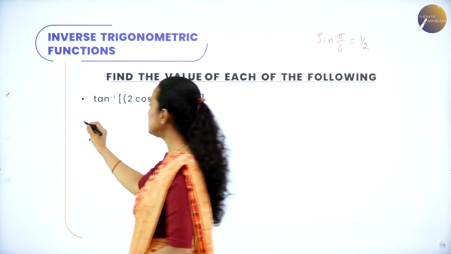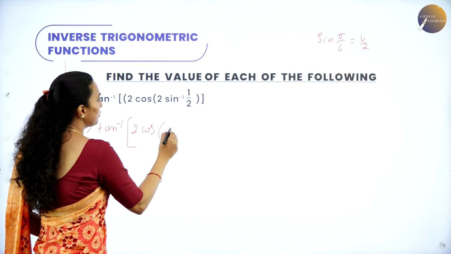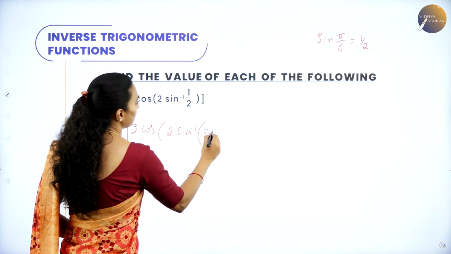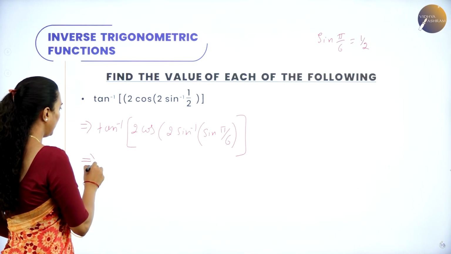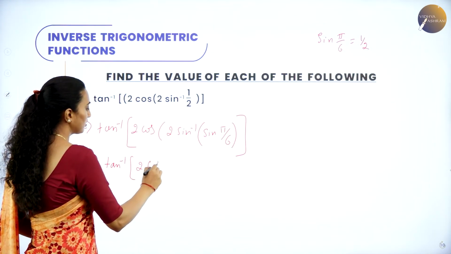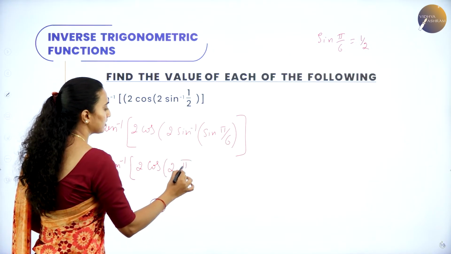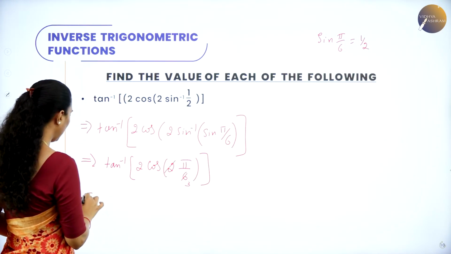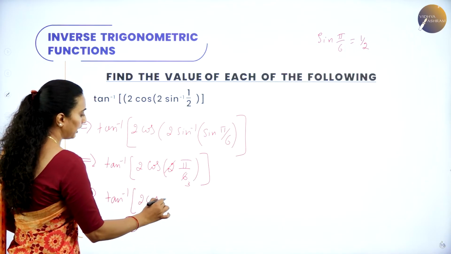Substituting here, what are you going to get? Tan inverse of 2 cos 2 sine inverse of 1 by 2 can be written as tan inverse of 2 cos 2 sine inverse sine pi by 6. Sine inverse sine will go. You are going to remain with pi by 6. Correct? So 2 ones are 2, 2 threes are 6, so you are going to have tan inverse of 2 cos pi by 3.